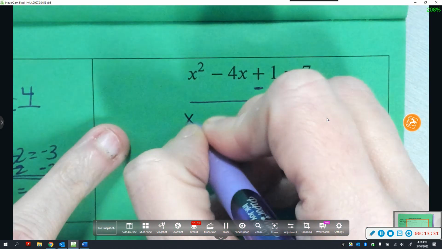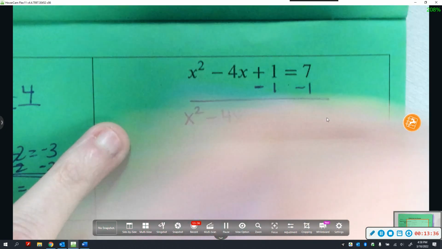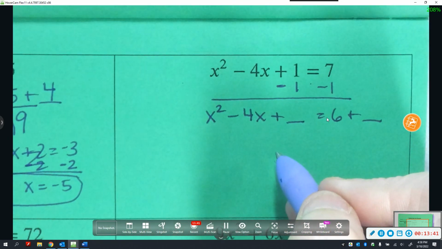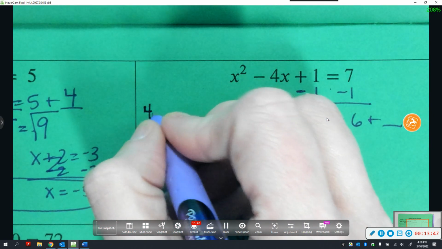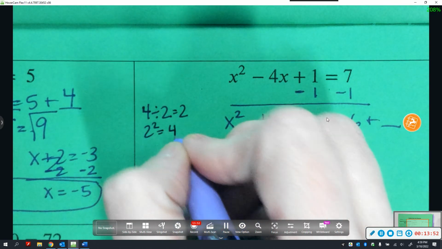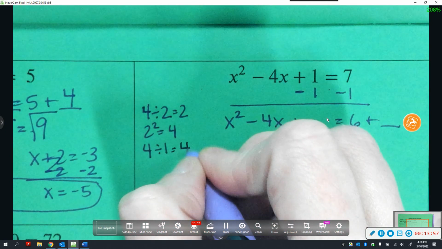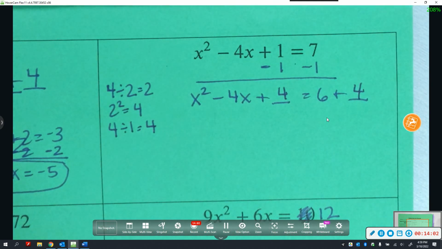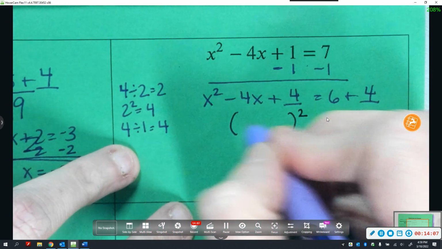Okay, so then I'll have x squared minus 4x plus something equals 6 plus something. Remember, now I'm already all set to make myself a perfect square trinomial. So I take b, 4, I divide it by 2, which is 2. I square it, which is 4. I divide by a, which is 1, which gives me 4. It's not always 4. It just happened to be 4 this time. But 4, which is what I have to add to both sides. All right. Now I rewrite this as a binomial squared.